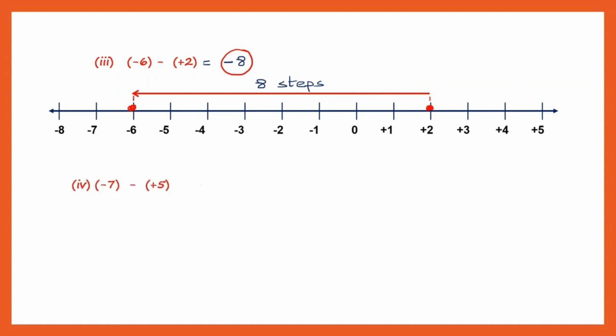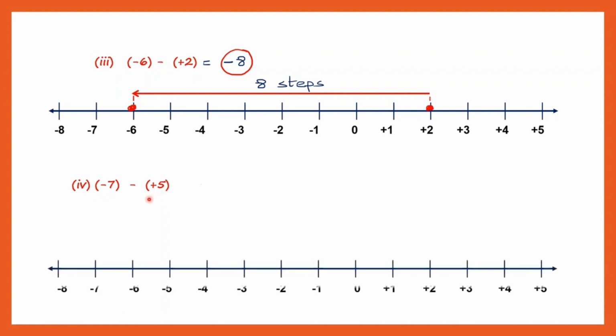Question 4. The two integers are minus 7 and plus 5. So let's draw the number line. Get all our numbers. Let's look for minus 7 and plus 5. Minus 7 is here and plus 5 is there. Let's mark those integers on the number line. So we have marked the two integers minus 7 and plus 5.